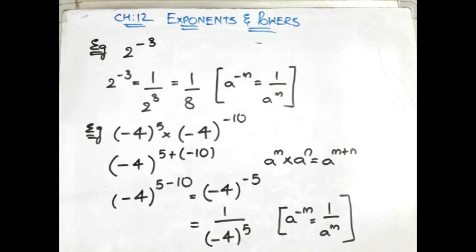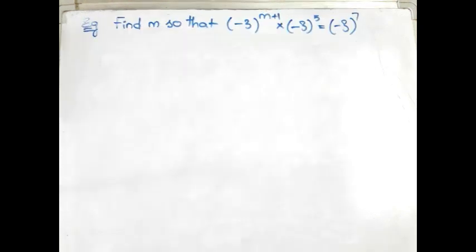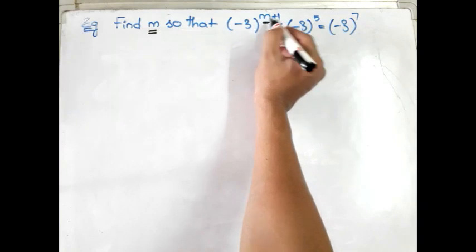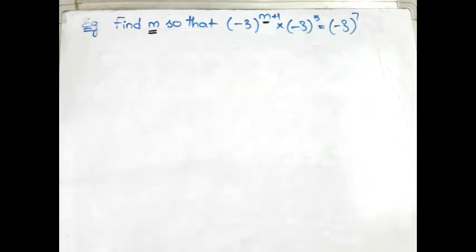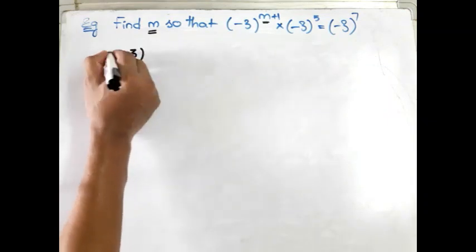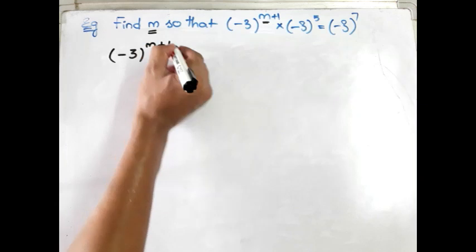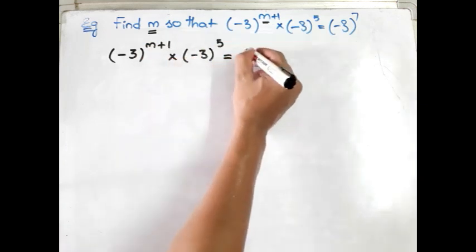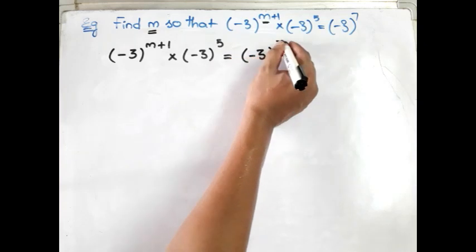Let us check another model. Find m so that minus 3 whole power m plus 1 into minus 3 whole power 5 is equal to minus 3 whole power 7. They are asking us to find the m value. The given term is minus 3 whole power m plus 1 into minus 3 whole power 5 is equal to minus 3 whole power 7.